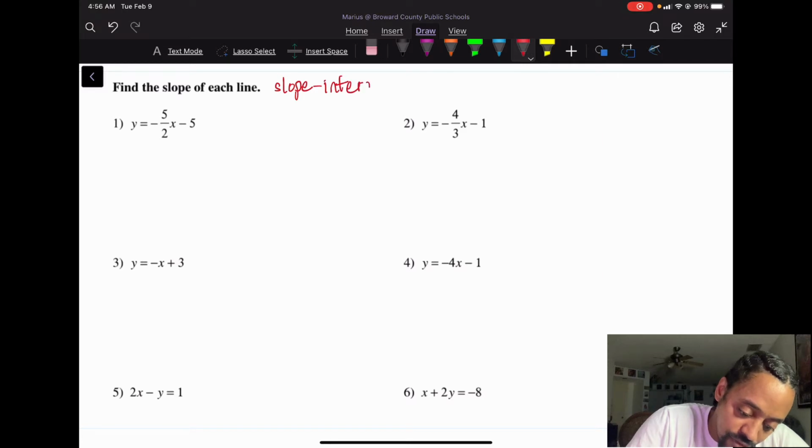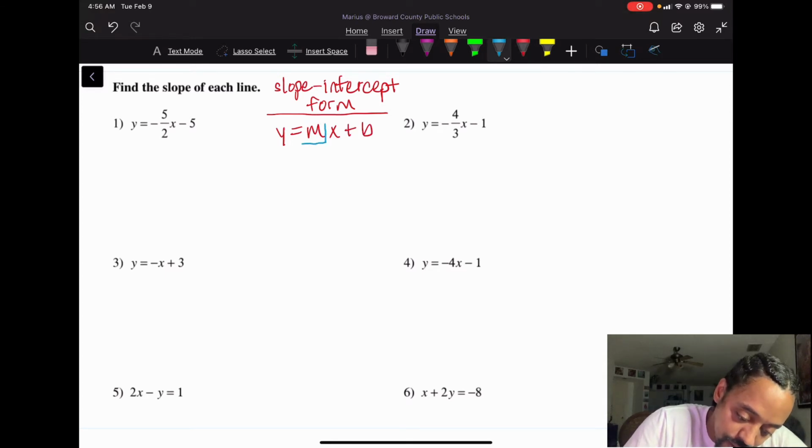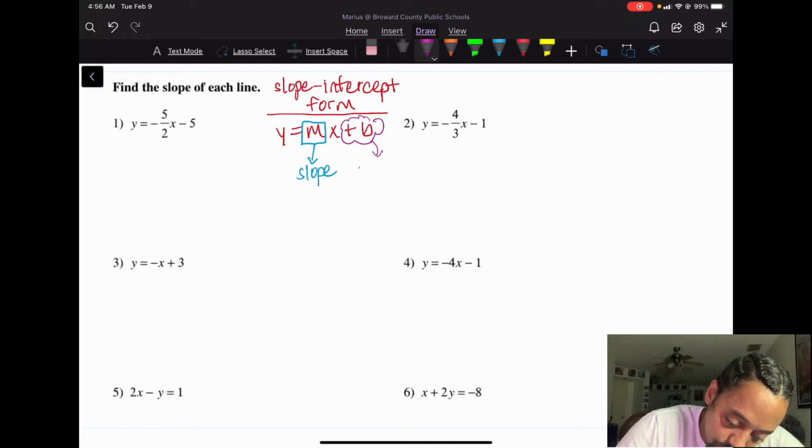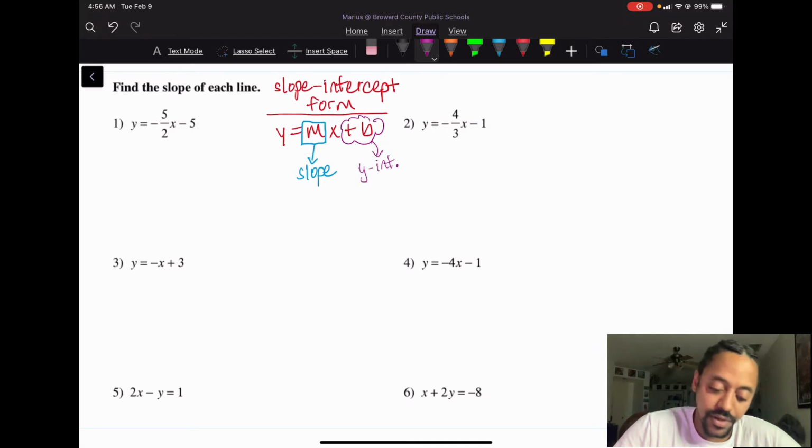And if you're watching this, you may have already heard of the slope-intercept form. Slope-intercept form is y equals mx plus b, where m represents the slope. That's where you get slope from. And then the b represents the y-intercept, okay? Now, as long as the equation is written in slope-intercept form, we can identify the slope part of the equation right away, okay?